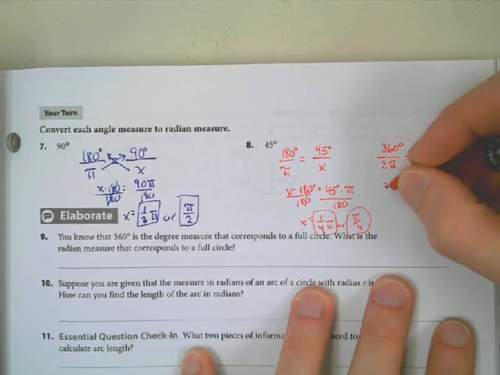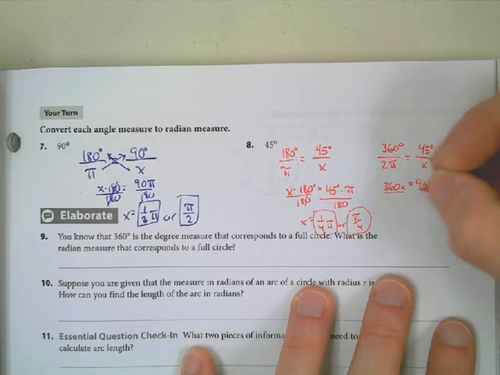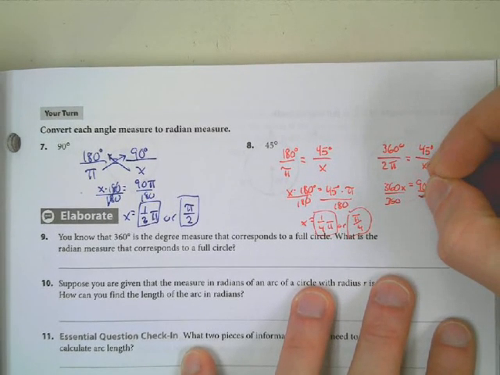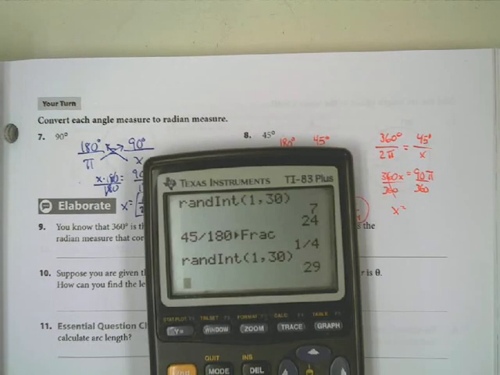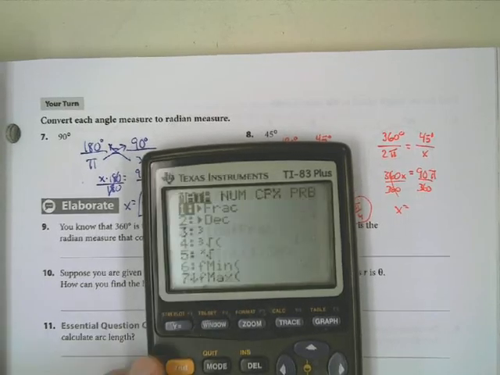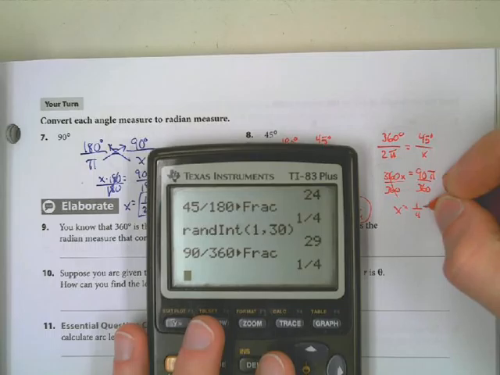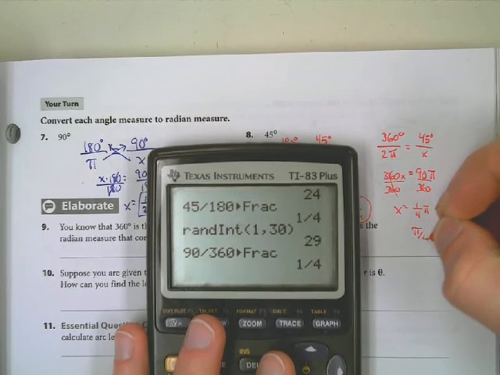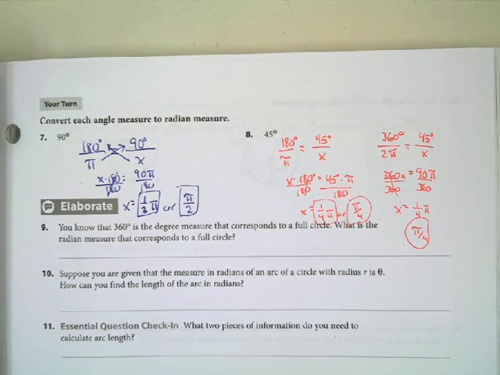45 times 2 pi, 45 times 2 is 90 pi. So if I divide both sides by 360, 90 divided by 360, math, enter, it's 1/4. So we still end up with 1/4 pi, which is really just pi over 4. So you can see you end up with the same thing using a different radian and degree measure pair that you know.